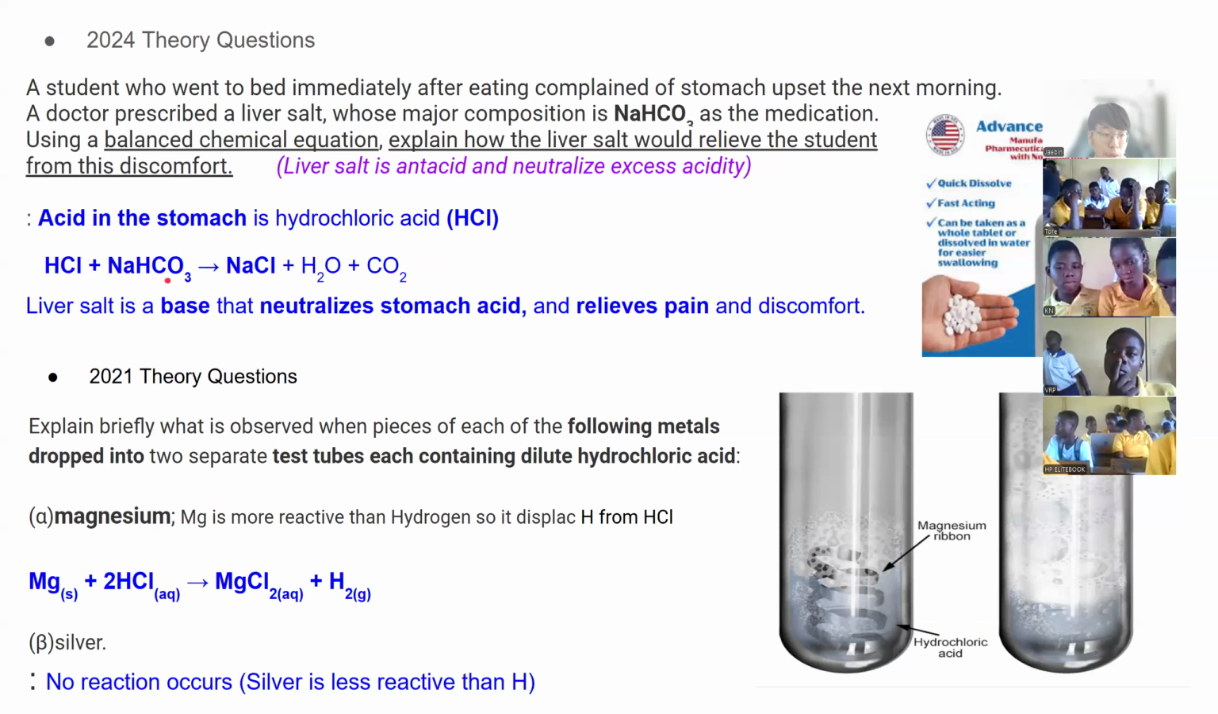For carbon, one carbon on the left, one carbon on the right. Carbon is also good. Finally, let's look at oxygen. Three oxygen on the left, one over here, two over here. So 1 plus 2 is 3. So oxygen is also balanced. So everything is balanced in this equation.